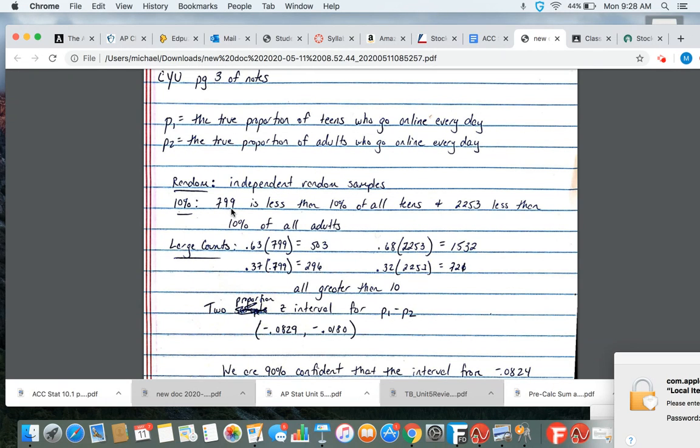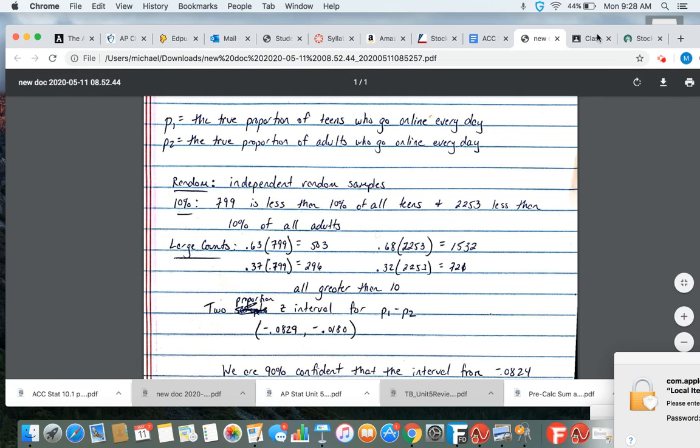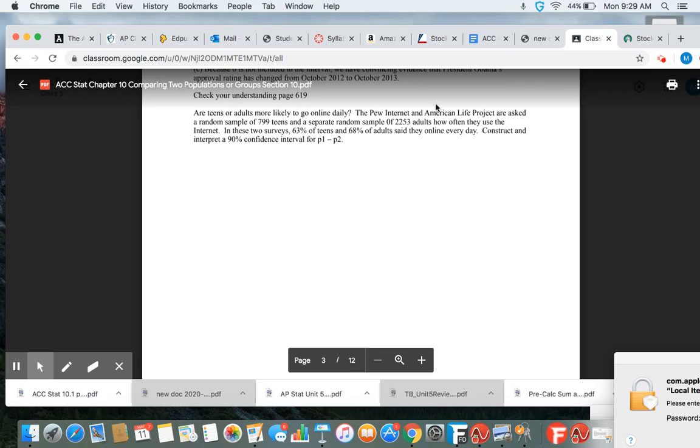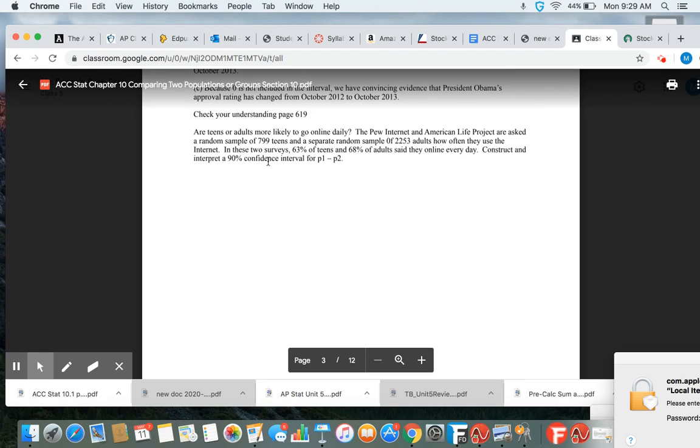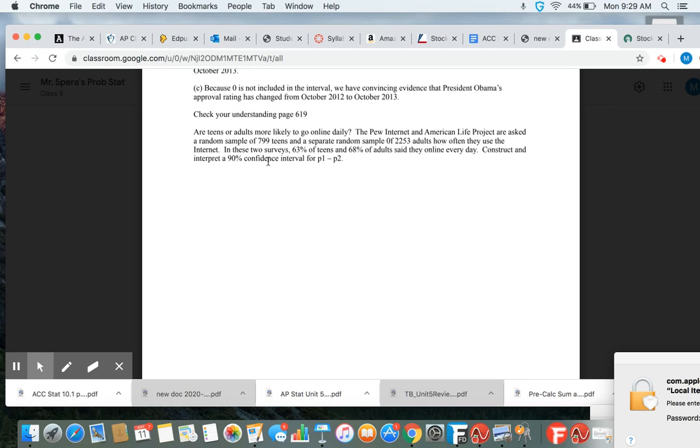We sampled 799 teens, and that's less than 10% of all teenagers. And we sampled 2,253 adults, which is certainly less than 10% of all adults. Again, I'm getting this from the data here. Okay. The next part, large counts.